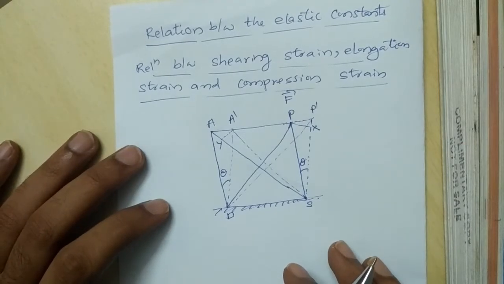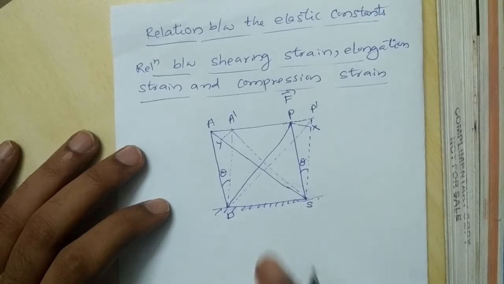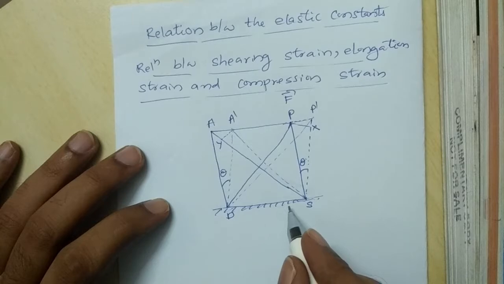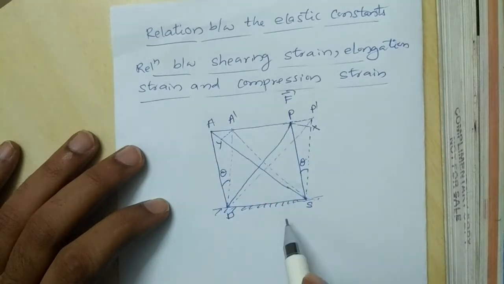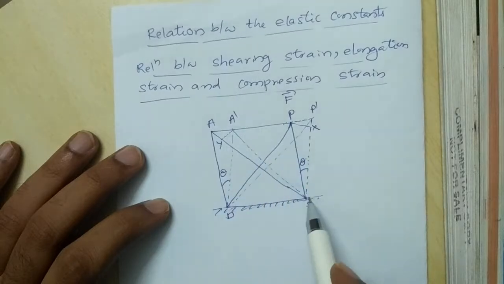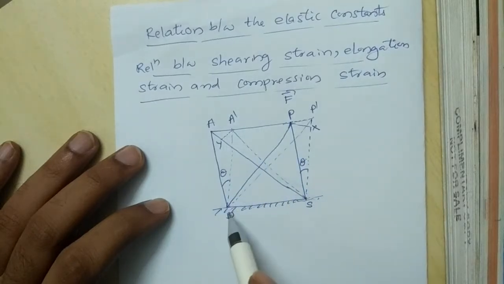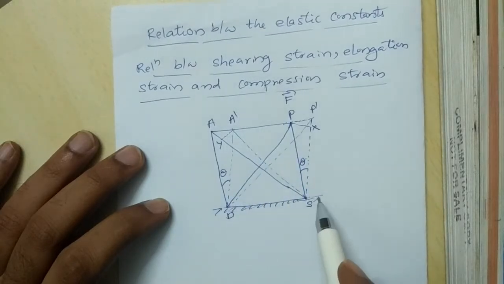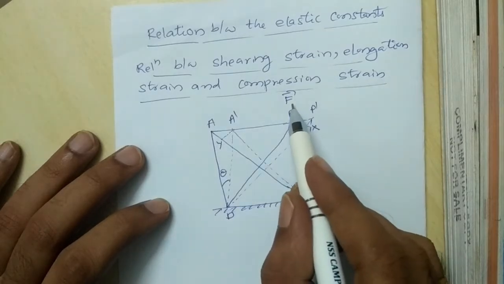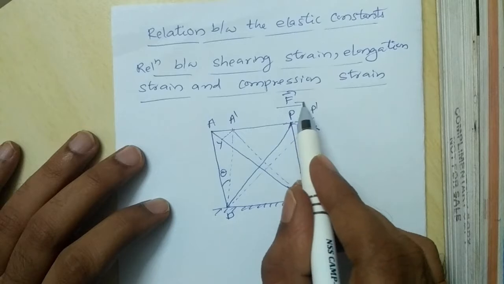whose lower end is fixed. So here the lower end of the cube is fixed, that is DS. So whatever is shown here is one of the faces of the cube. So APSD is one of the faces. So the end DS is fixed, the lower end is fixed. And see, a force, a stress, is applied along this direction.